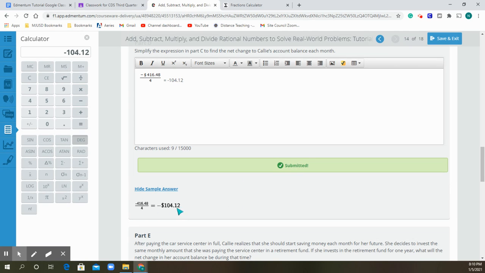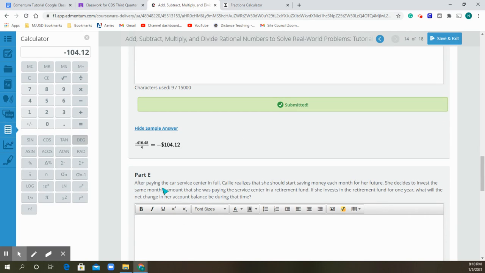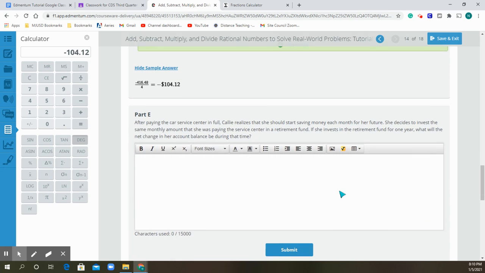Now, yep, that checks out. After paying the car's service center in full, Callie realizes that she should start saving money each month for her future. She decides to invest the same monthly amount that she was paying the service center. This is how much she was paying the service center.